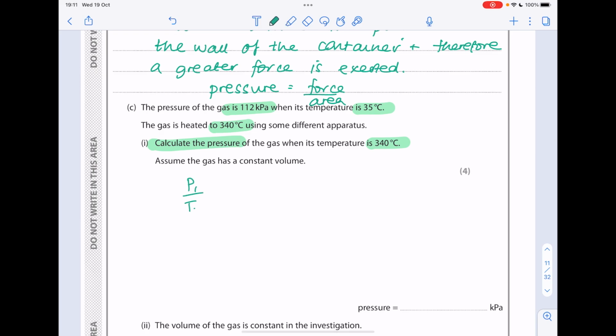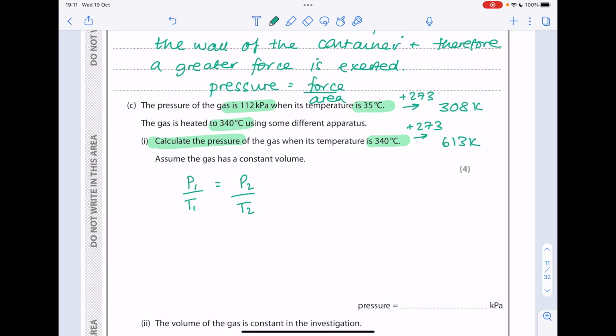It's P1 over T1 equals P2 over T2 is the all-important equation. It's very important that these temperatures are converted to Kelvin by adding 273. That's where all the mark allocations come from. So that becomes 308 Kelvin, and this is 613 Kelvin.